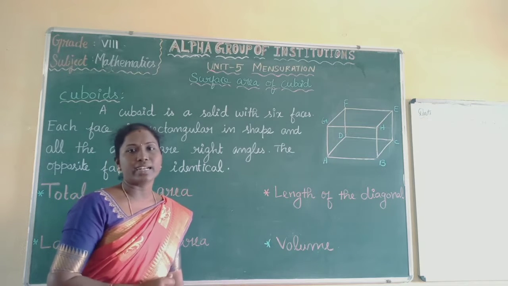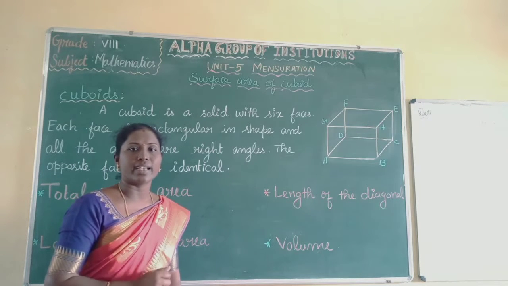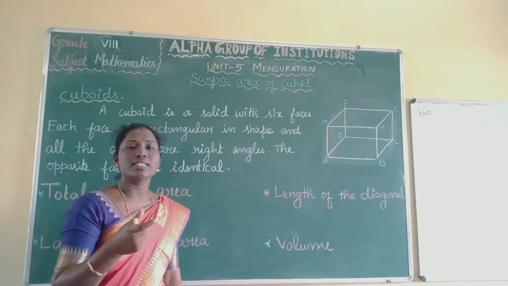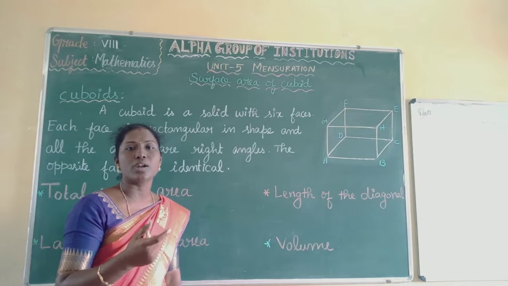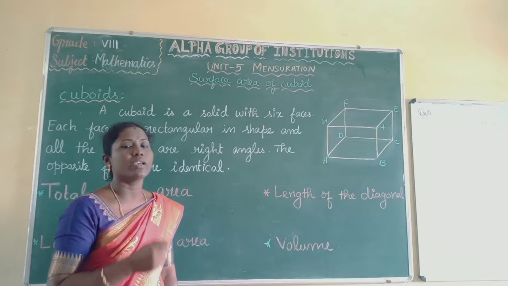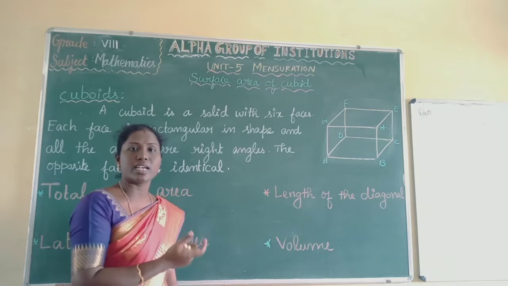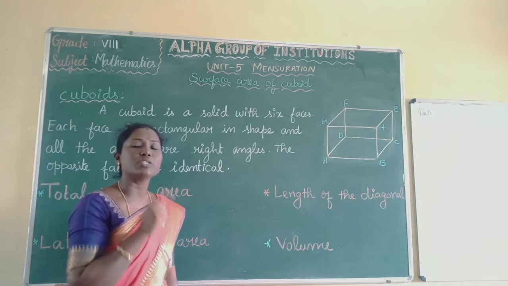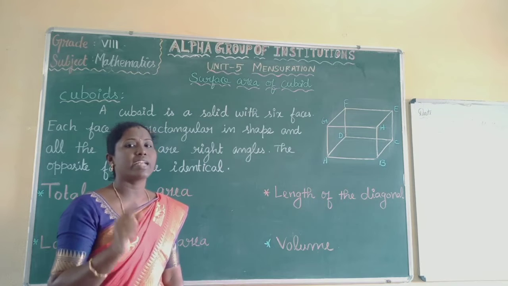We know about the rectangle, isn't it? In a rectangle, opposite sides are equal. The longer side is called the length and the other side is called the breadth or width. Here is the relation between the rectangle and the cuboid: the cuboid is a solid, but each face of the cuboid is in the shape of a rectangle.